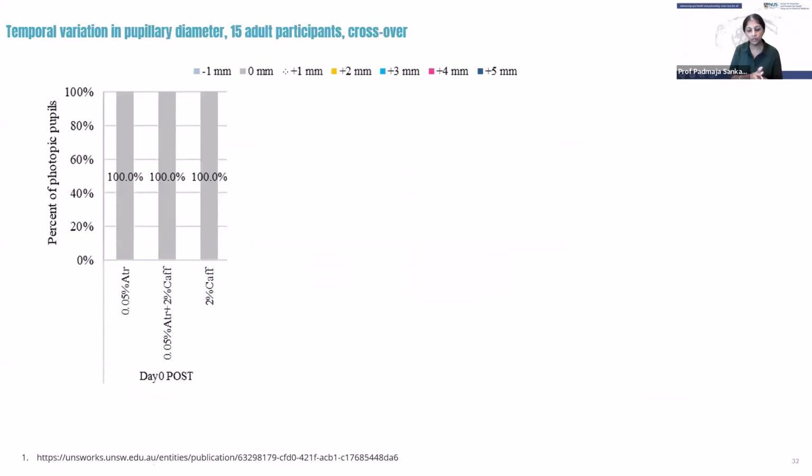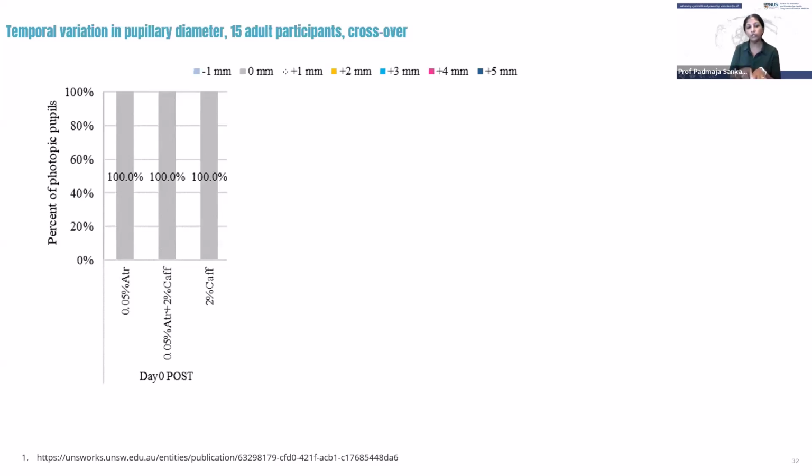So what we then did was follow it up with what we call a temporal variation study. We switched to adult participants. We took in 15 adult participants, and we ran a crossover clinical study where each participant tested all three combinations, which is atropine alone, atropine in combination with caffeine, and caffeine alone. For this particular experiment, we used a slightly higher concentration of 0.05% atropine.